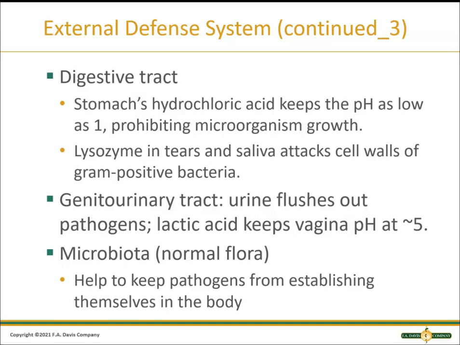You need that external defense mechanism to help protect your body. The GU tract, just urinating, can keep bacteria from growing because it's more acidic, so it will force it out. I'm sure you've all heard about drinking cranberry juice to keep the pH acidic. Of course, you would need a lot of cranberry juice to do that kind of thing, but you need that. The vaginal canal maintains an acid pH also.